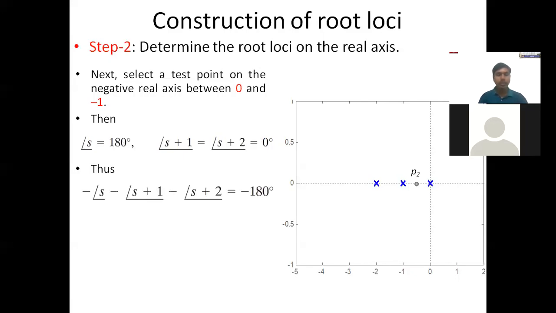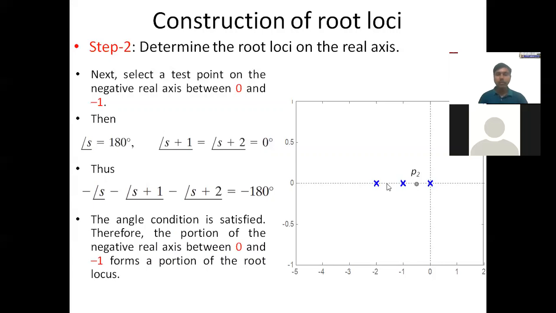the angle condition. Therefore, after combining all the angles, we have minus 180, 0, 0. So totally minus 180 degrees, which is an odd multiple of plus or minus 180 degrees. Therefore, the angle condition is satisfied. There exists a root locus in between these two poles, first and second, because at any test point in between, the angle will be minus 180 degrees only.